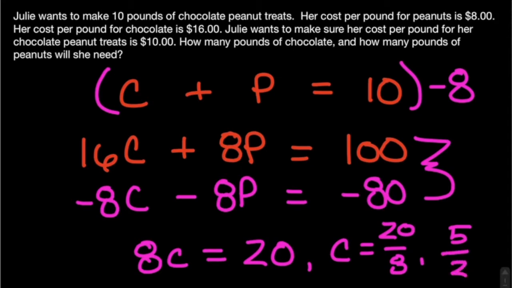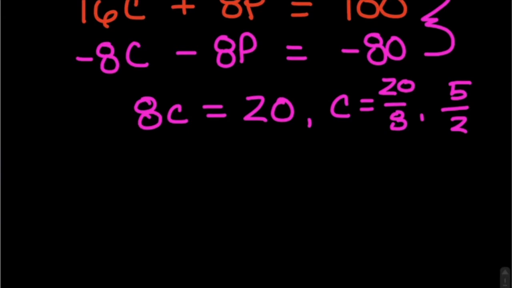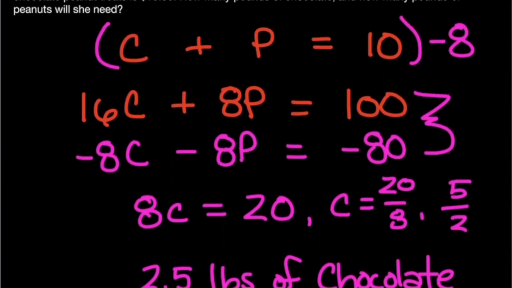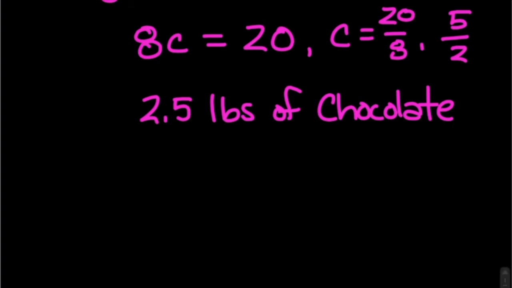Remember that c is the amount of pounds that we need of chocolate. And so we need 2.5 pounds of chocolate. Because we needed 10 pounds total, that means that I'm going to need 7.5 pounds of peanuts.